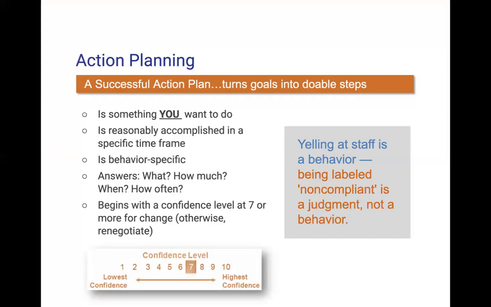Action planning is one of the first places that we start. An action plan is something that you or the resident wants to do, reasonably accomplished in a specific time frame, that is behavior specific, answers the questions what is happening, how much, when, and how often, and really begins with a confidence level of 7 or more for change. Otherwise, we need to renegotiate.